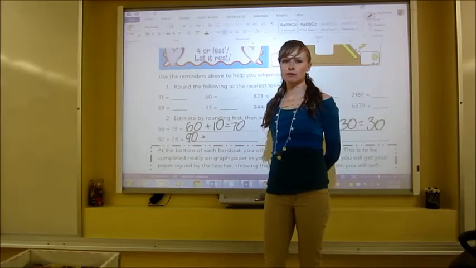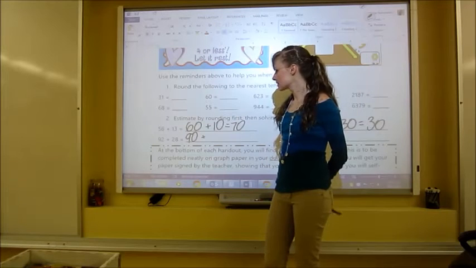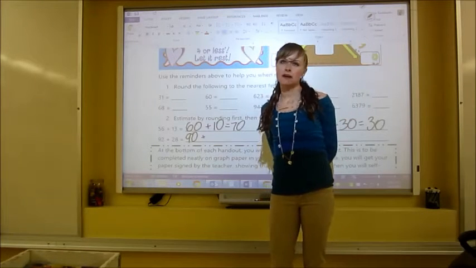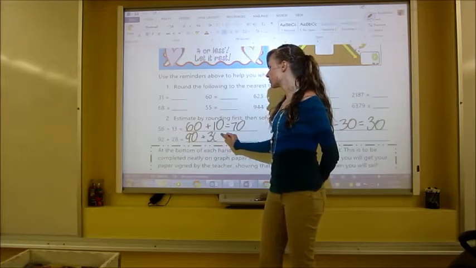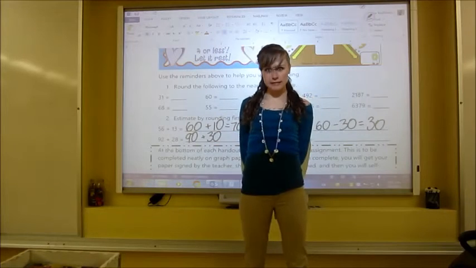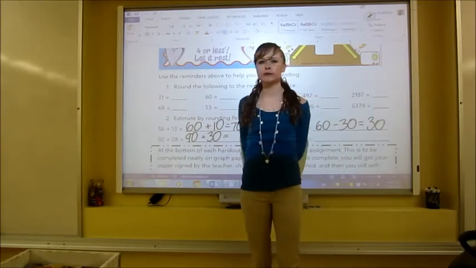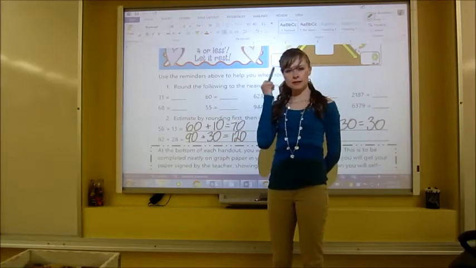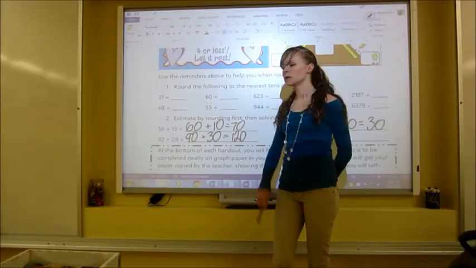We add, and we've got 28. And 28 is closer to what? 20 or 30? 8 is 5 or more, so we raise the score, and that makes it closer to 30 because 2 gets raised up to 3. And then we add them together, and we've got 90 plus 30, which is 120. The way I figured that out so quick in my head was 9 plus 3, I know that's 12, and then I just put a 0 at the end.